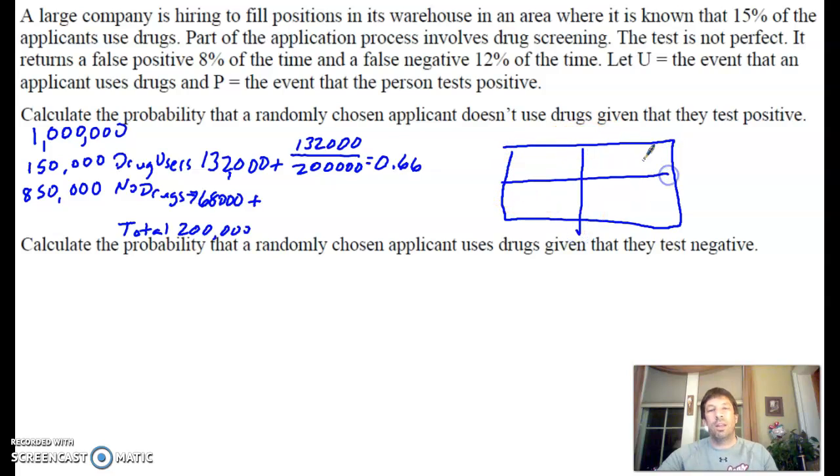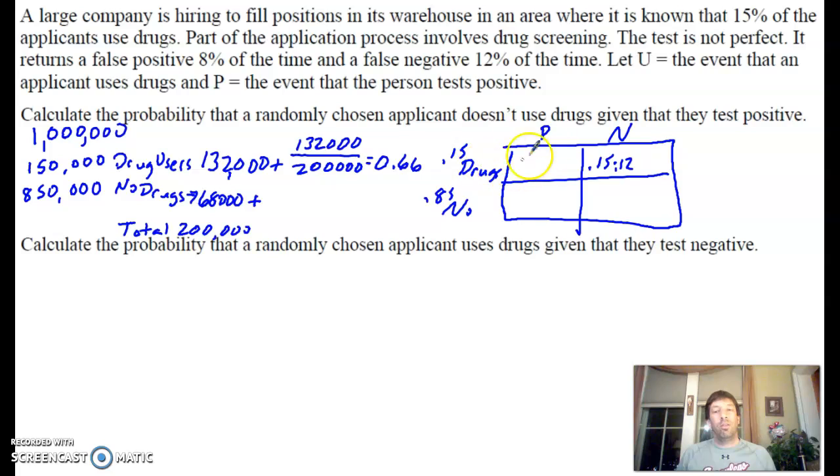So there is a 15% chance that the person is using drugs. So here we'll say drugs, no drugs. This is 0.15, this is 0.85. And then this is a positive test result and a negative test result. Okay. So for the drug users, there's a 12% false negative. So we would take 0.15 times 0.12.